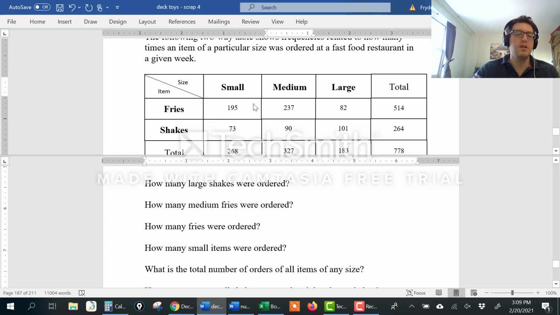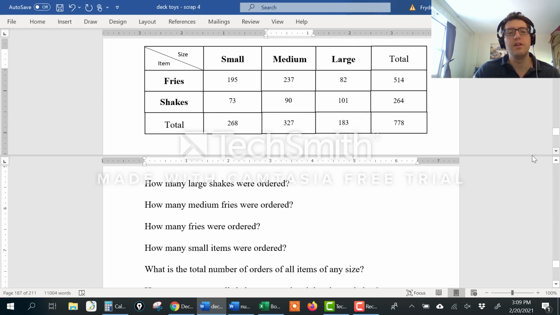All right, so just remember this two-way table has to do with the number of times that certain items of a particular size were ordered at a fast food restaurant in a given week. All right, so how many large shakes were ordered? Well, it's not hard to figure that out. This column here has all of the large items that were ordered, and we can see that 82 large fries were ordered. And then if we go down here, we see that 101 large shakes were ordered. So the answer to this question is 101. There were 101 large shakes that were ordered.